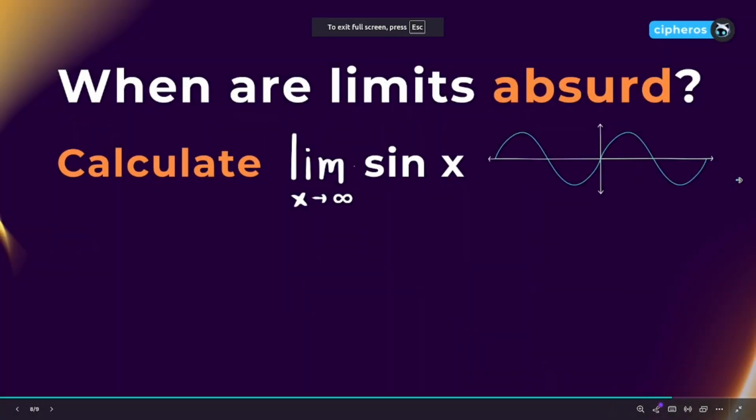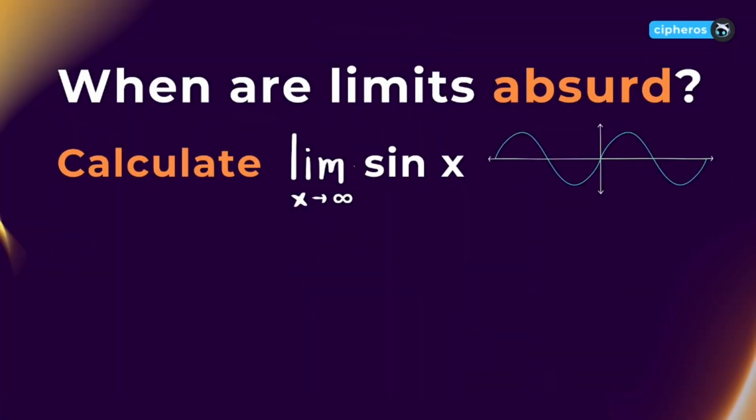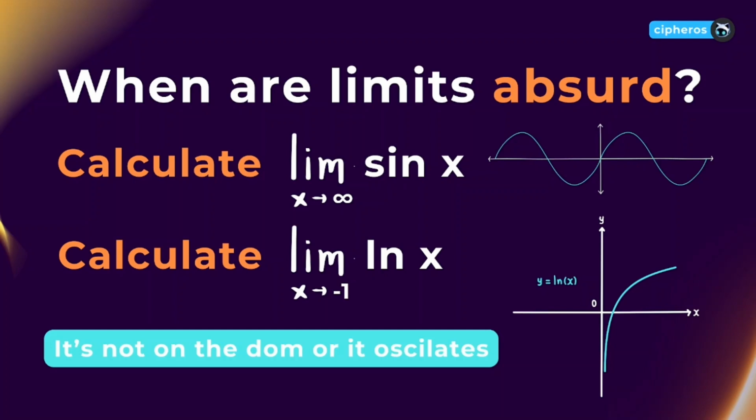Now, when our limits are absurd, for example, calculate the limit of sine of x as x goes to infinity. As you can see, this doesn't exist exactly, but this can also be called absurd because sine of x oscillates between minus 1 and 1. Similarly, with the limit of logarithm of x as x approaches minus 1, this doesn't make sense because minus 1 is not in the domain of the natural logarithm of x. So if it is not in the domain or it oscillates, we can say that this is absurd. It's not undefined in the case of sine. There are many values onto it.